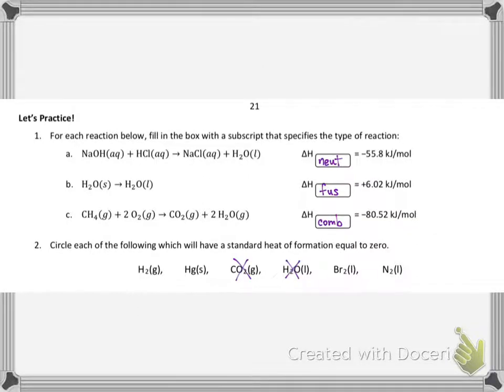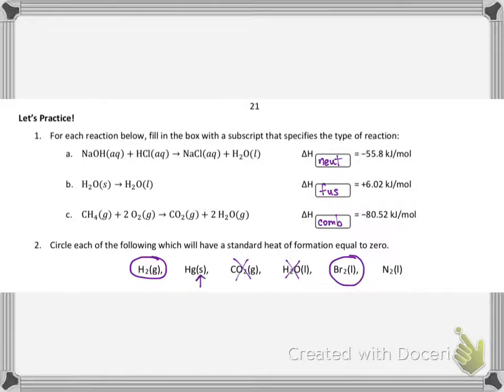First, hopefully you realized it can't be the compounds, right? They have to be an element. Well, there's a lot of elements, but it turns out you should only have 2 circles. Because it's not enough to be an element, you have to be in your standard state. Well, hydrogen is diatomic, and it's a gas in its standard state, so that one's 0. And bromine is diatomic, and it's a liquid in its standard state.